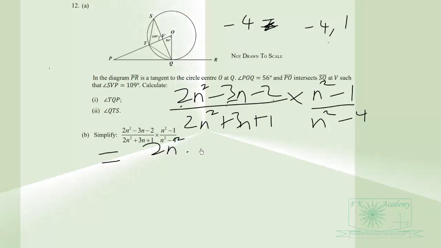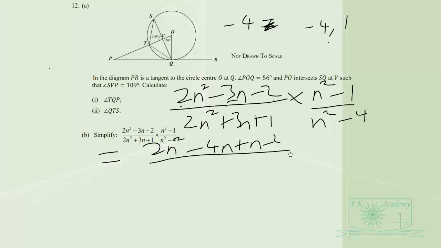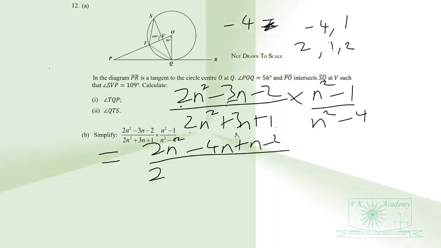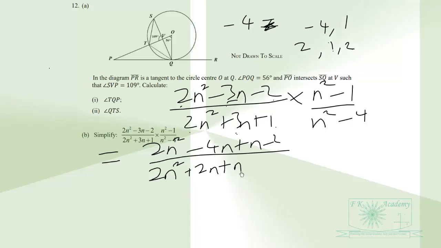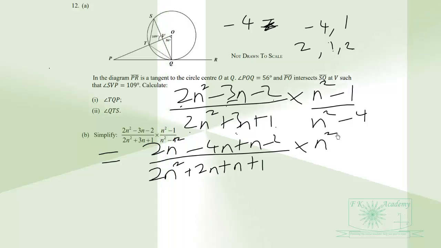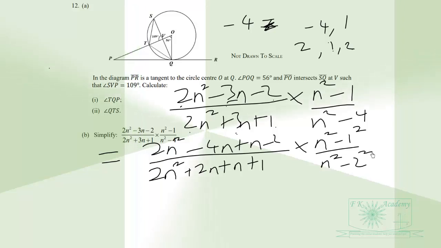So we get 2n squared minus 4n plus n minus 2 all over, again 2 times 1 is 2. Now 2 factors of 2 that when we add we get 3 are 1 and 2. So we are going to use 1 and 2 to split the middle term here to get 2n squared plus 2n plus n, then plus 1, times, this is a difference of 2 squares, n squared minus 1 squared over n squared minus 2 squared.